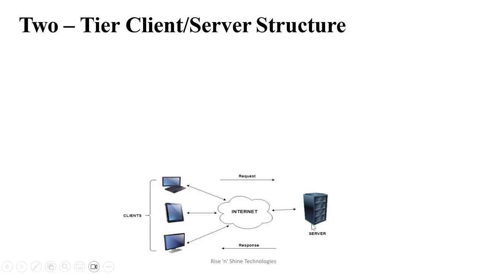Our college brochures, our hotel menus. Some hotel applications just give the menu options or the items they have, but they don't have any online transactions. It is only to view the content. So for those kinds of applications, we can go ahead with this two-tier architecture.